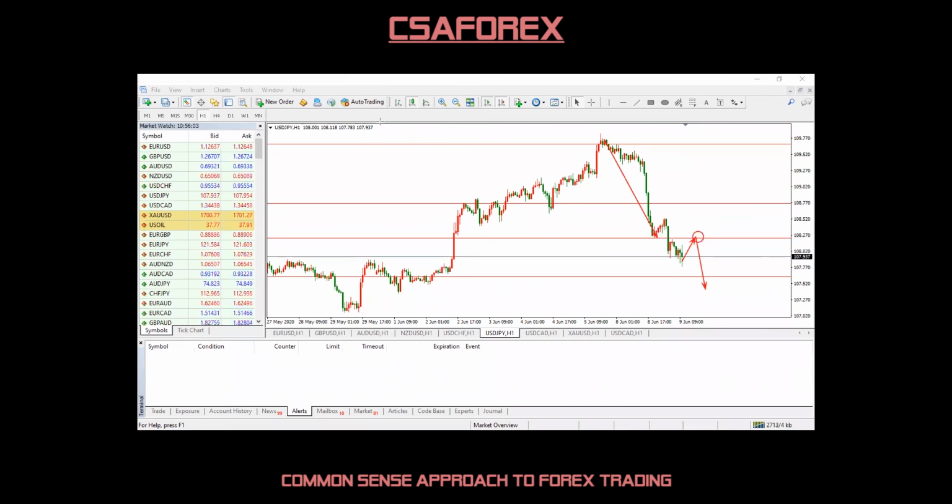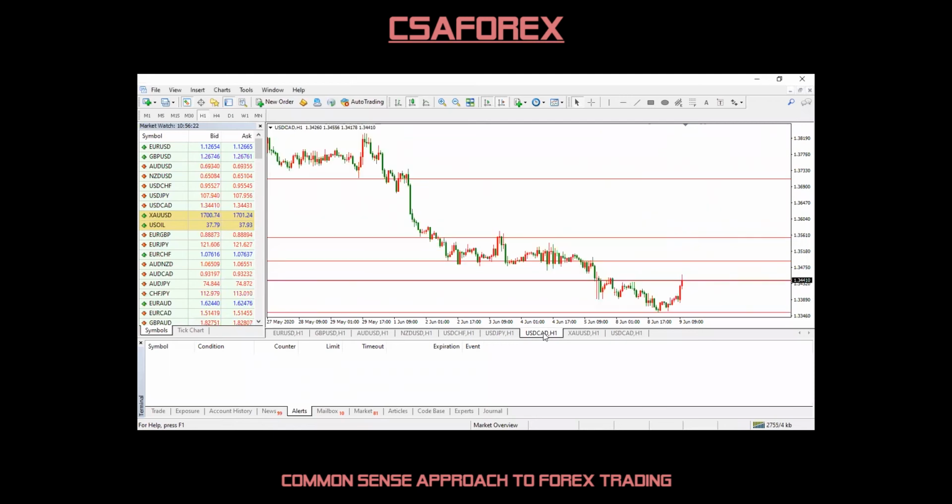Especially when we have a vertical move just like this one. When we have a vertical move just like this one, I will not fight this move, right? So I'll look out for the market to come back to retest this, and then we get an entry to follow through, right? So the next one we have is USD CAD and then gold.